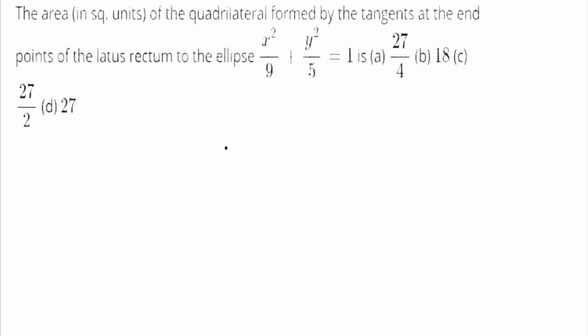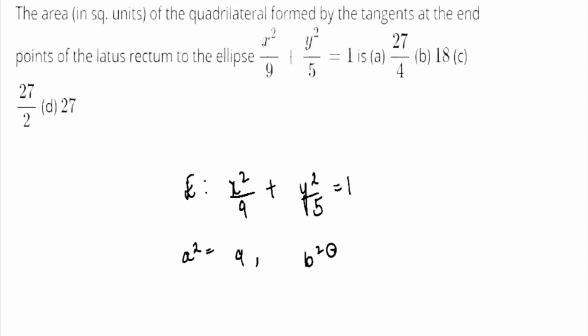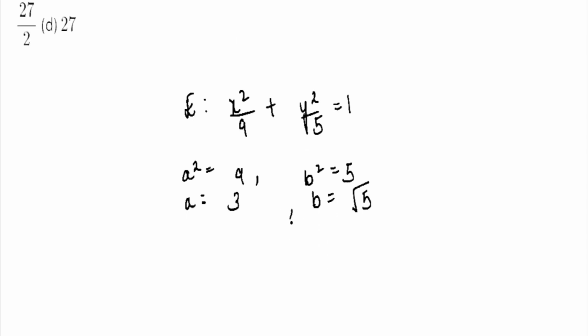So I am given the equation of the ellipse as x square upon 9 plus y square upon 5 is equal to 1. So comparing it with the standard equation of the ellipse, that is x square upon a square plus y square upon b square is equal to 1, what is the value of a square? a square is equal to 9 and b square is equal to 5. So from here I get a is equal to 3 and b is equal to under root 5. Technically it should be plus minus, but since we'll be taking only positive values, this is the case.